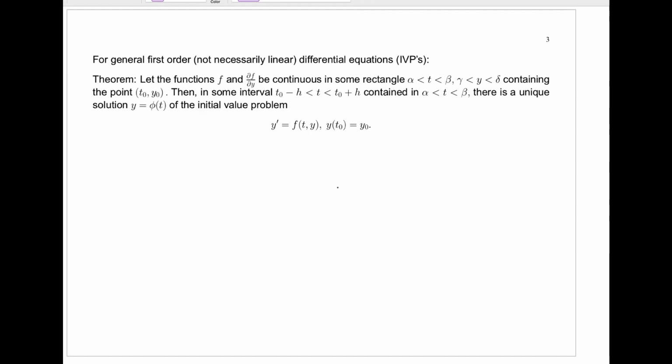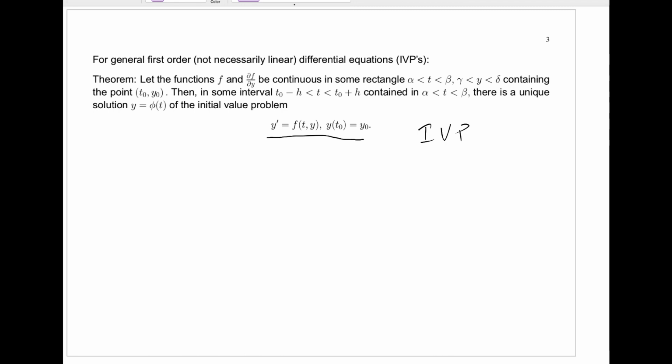If we have a differential equation, even a first-order differential equation, which is not necessarily linear, then things are very different. We still have, which is a very good thing, some sort of existence and uniqueness theorem, but it's a much weaker theorem. So here I've stated the theorem. The theorem applies to a first-order differential equation written in this standard form, or an initial value problem in this standard form. We have y prime is some function of t and y.